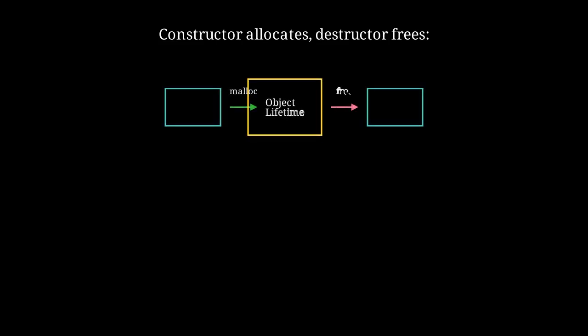Proper memory management is crucial for OOP in C. Constructor functions allocate memory and initialize objects, while destructor functions clean up. Objects are created with malloc and must be freed when no longer needed to prevent memory leaks.